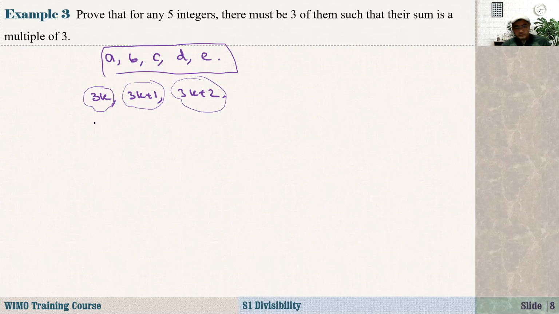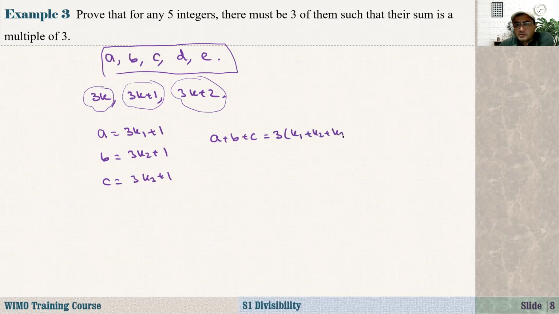So now from here, if the 3 integers belong to this group, that means that, let's say, if you pick any 3 integers, right? Let's say they belong to this group. That means that here, a is equal to 3 times k1 plus 1, and b is equal to 3 times k2 plus 1, and c is equal to 3 times k3 plus 1. Now, if you add this, here we have a plus b plus c, and 3 times k1 plus 3 times k2 plus 3 times k3. So that's equal to 3 times k1 plus k2 plus k3.